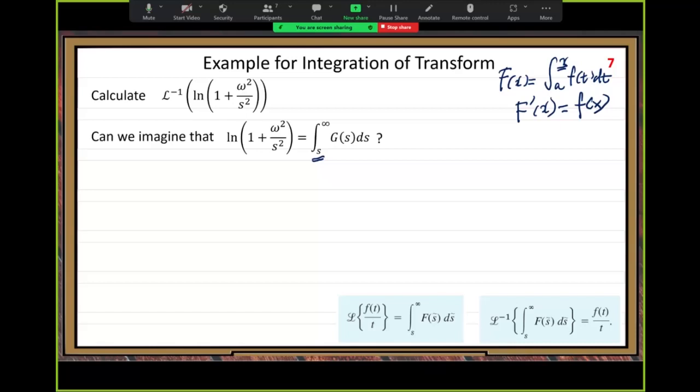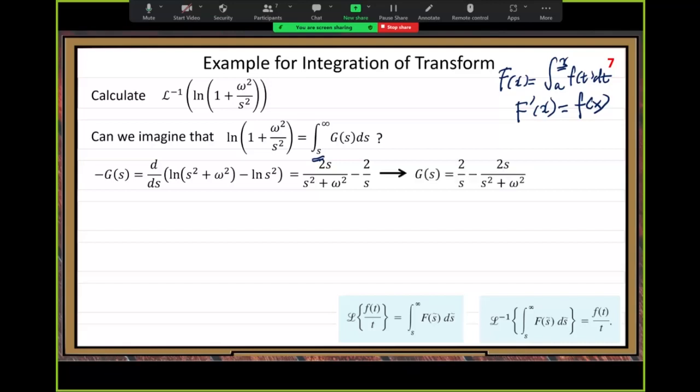So when you take the derivative, if you see the lower limit, you should use a negative g function, not a positive g function. The negative sign comes from the lower limit. For the upper limit, you use a positive sign. So negative capital G of s equals the derivative of this natural log function. Its derivative is easy to calculate, and the natural log is gone. After simplification, you get the capital G function equals this expression.